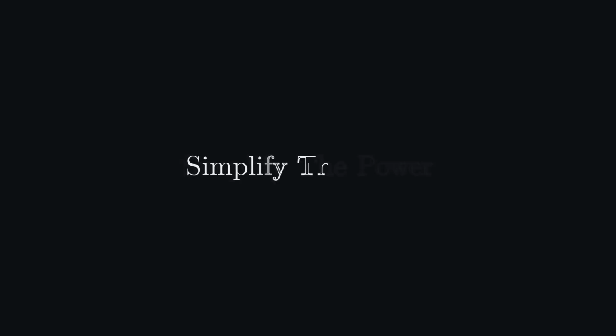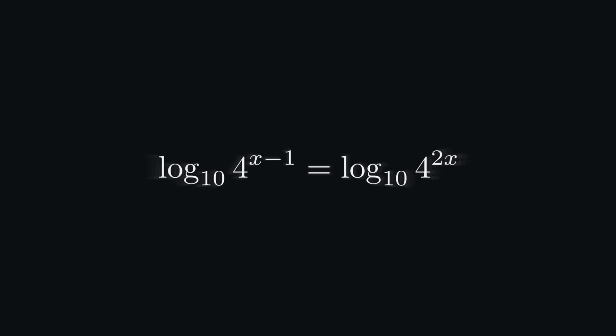Let's simplify the power on the right side. We use the rule of exponents, which gives us 4 raised to the power of 2x. Now, we can rewrite our equation. We have log base 10 of 4 raised to the power of x - 1 equals log base 10 of 4 raised to the power of 2x.